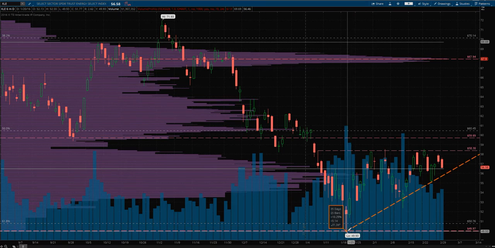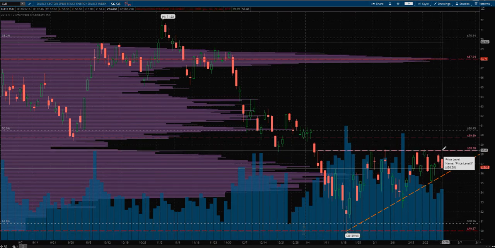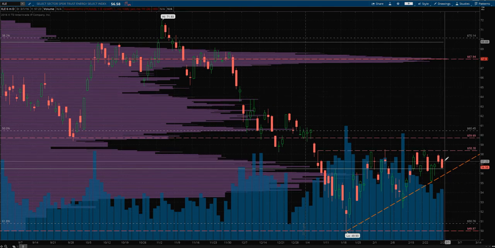If price were to break up and over the top here, it's an $8 range at 75%, so you're looking for about a $6 break higher. If price does break down here though, we would be looking to see if we can go through this volume, and if volume does get taken through, we'd be testing back down here into the 50-51 range again.